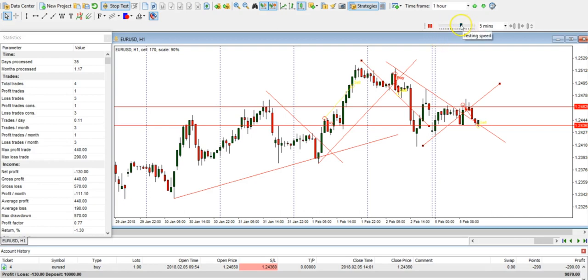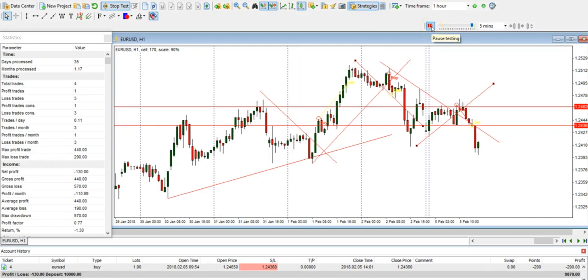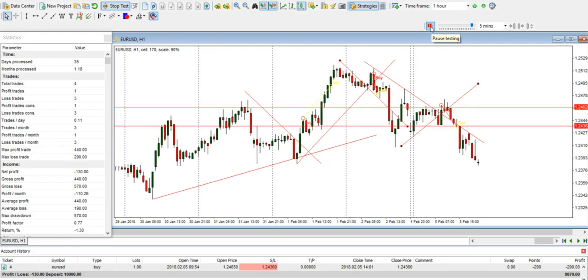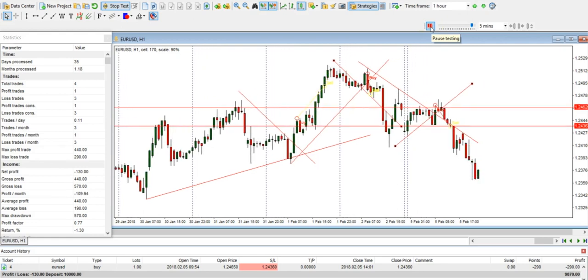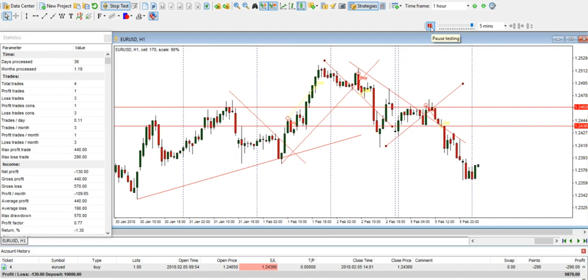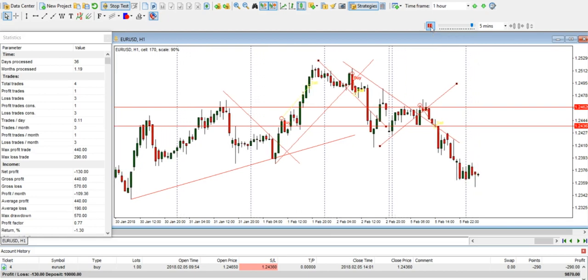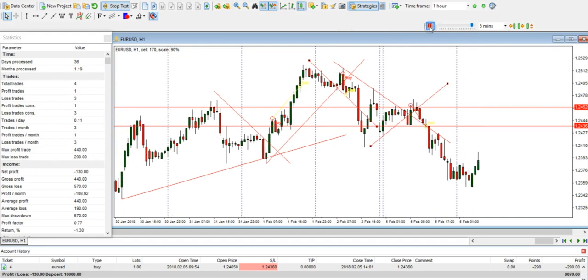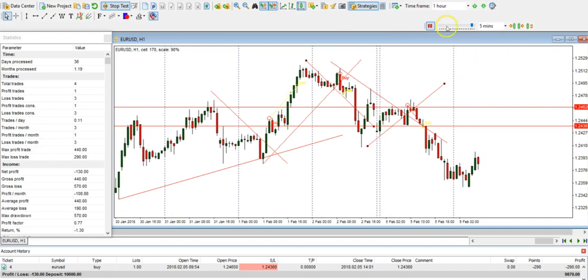Okay, so there's your stop loss hit. Okay, in the system we just take the trade. Stops us out. We're looking to make money over the month. Okay, so there we go. Just pause this.